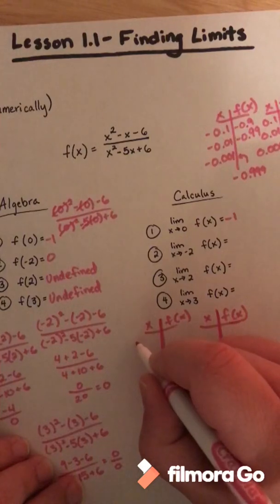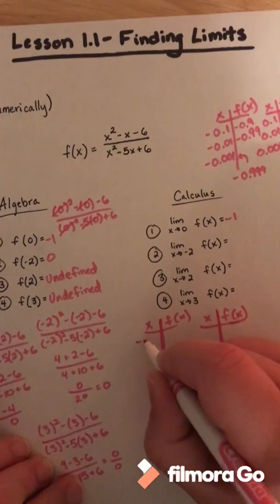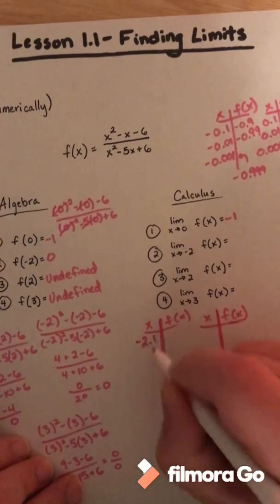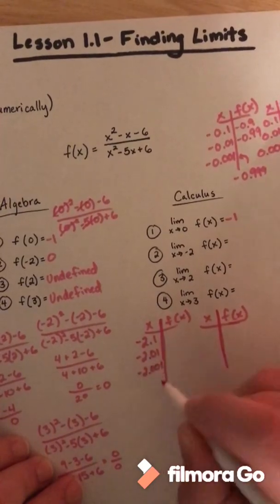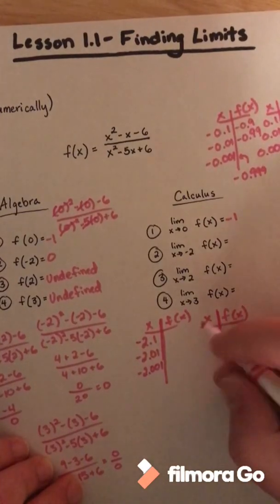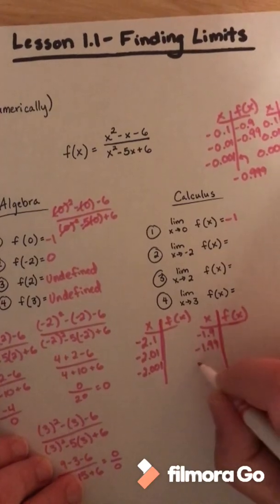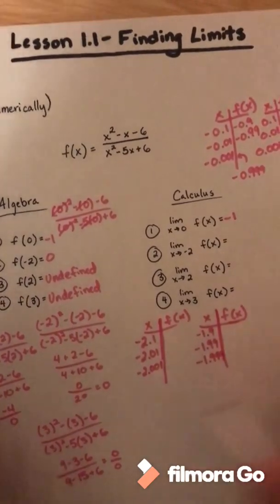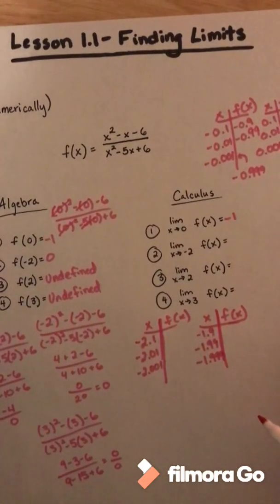Let's see, I'm going to do negative 2.1, let's try negative 2.01, let's try negative 2.001. That'll be on the left side of negative 2, and let's try the right side. We'll do negative 1.9, negative 1.99, negative 1.999. Notice I don't have to keep testing the same kind of numbers over and over again. I just want to test numbers that are going to give me a decent bit of information. Like I said, the more information we have, the happier we are.